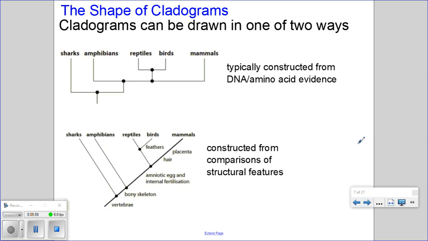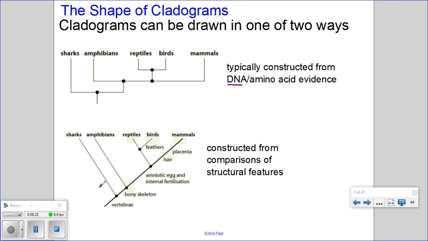Now, cladograms can be drawn in one of two ways, so they can have two different shapes to them. So we have this typical tree diagram that we will consider mostly, and this type of cladogram is typically constructed from DNA or amino acid evidence.